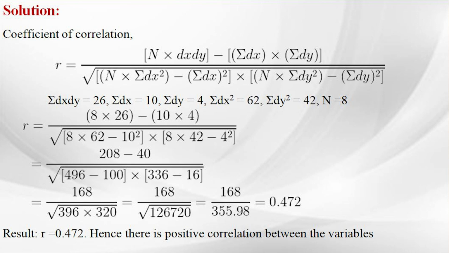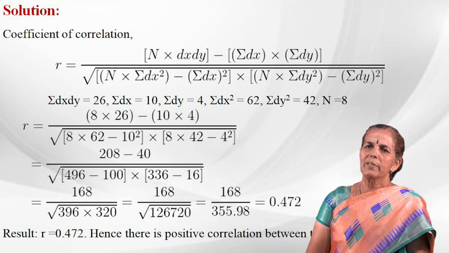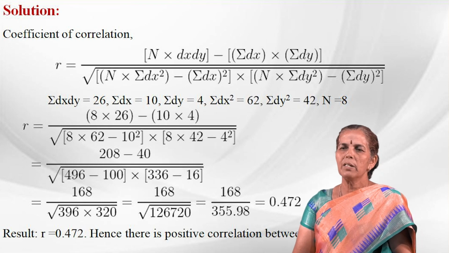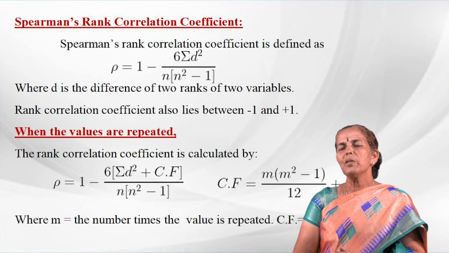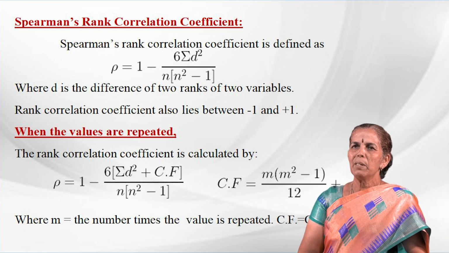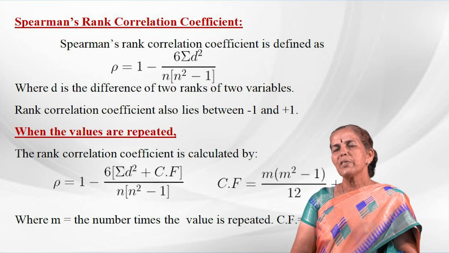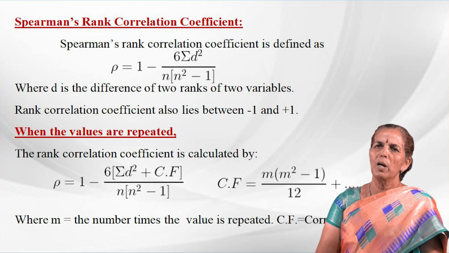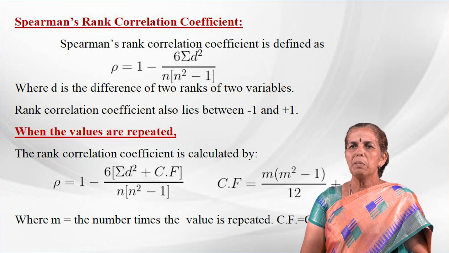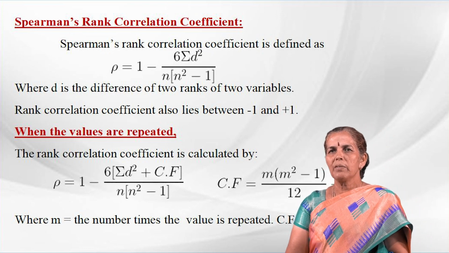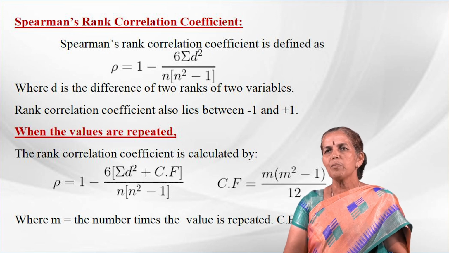So based on this answer, we say that the variables x and y, that is heights of fathers and sons, are positively correlated. Next, we are going for the third method, Spearman's rank correlation coefficient. Spearman's rank correlation coefficient, with the symbol rho, is defined as 1 minus 6 into summation d squared divided by n into n squared minus 1, where d is the difference between the ranks of the two variables.